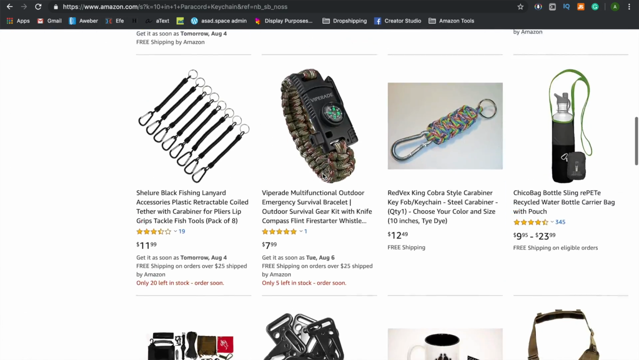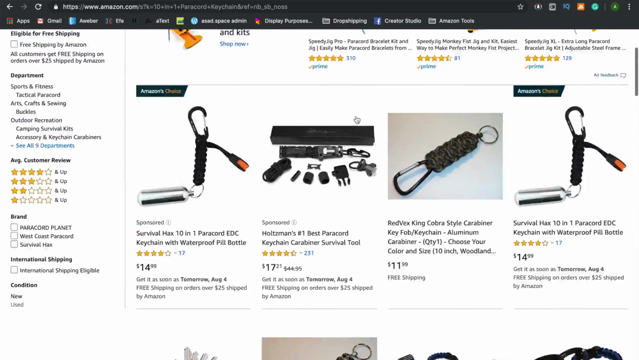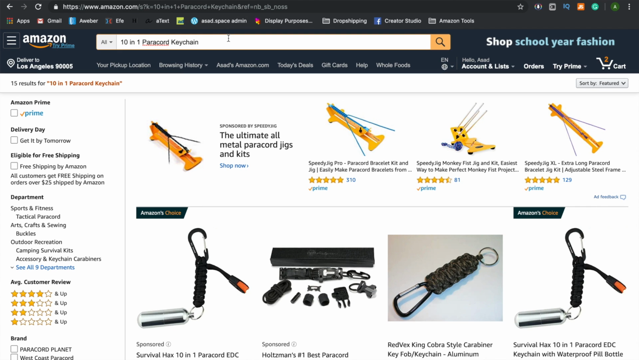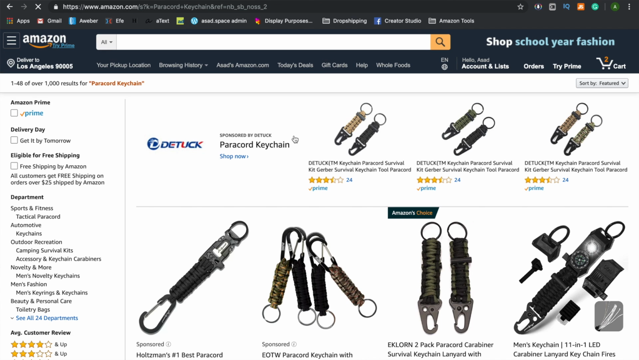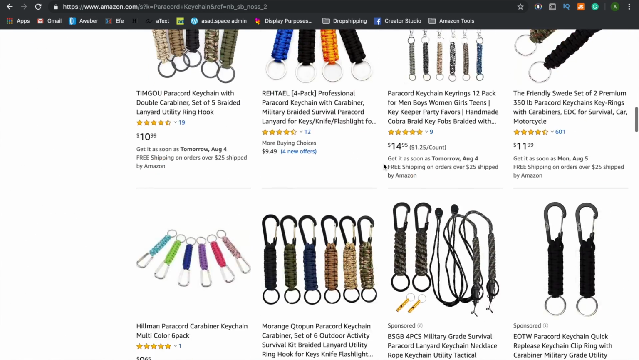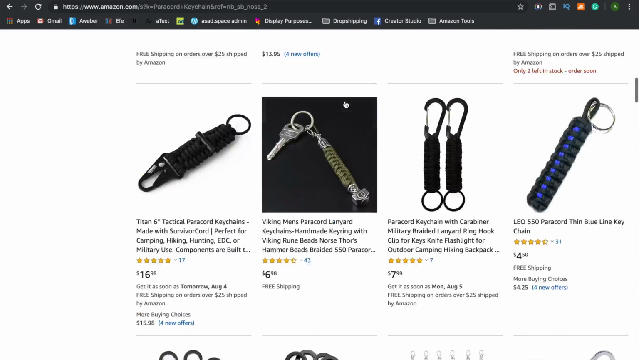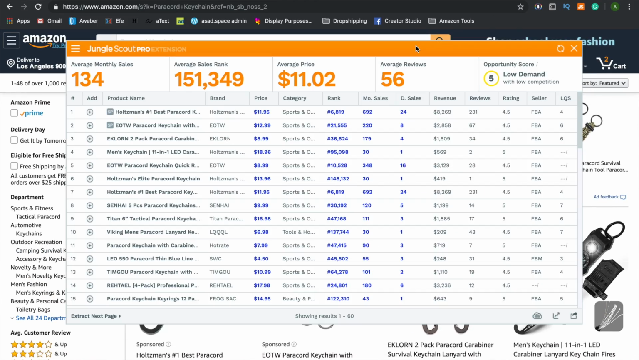So what I might want to do is go up here and let's say the main keywords here are paracord keychain. So let me get rid of the 10-in-1. Boom. Now there's over 1,000 results and it looks like there's quite a bit of traffic here. So I'll run Jungle Scout here and see what comes up. Okay. So on this one, it shows low demand, low competition.